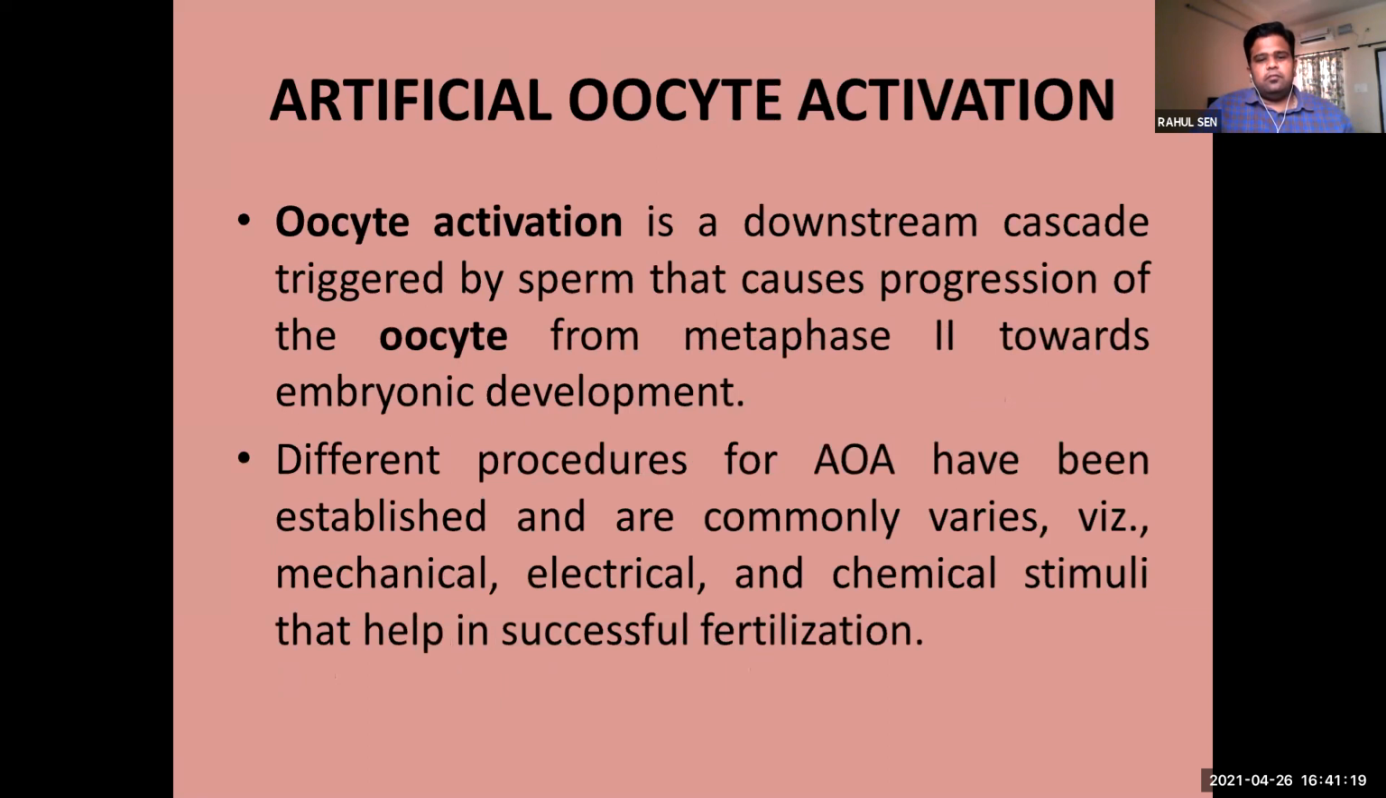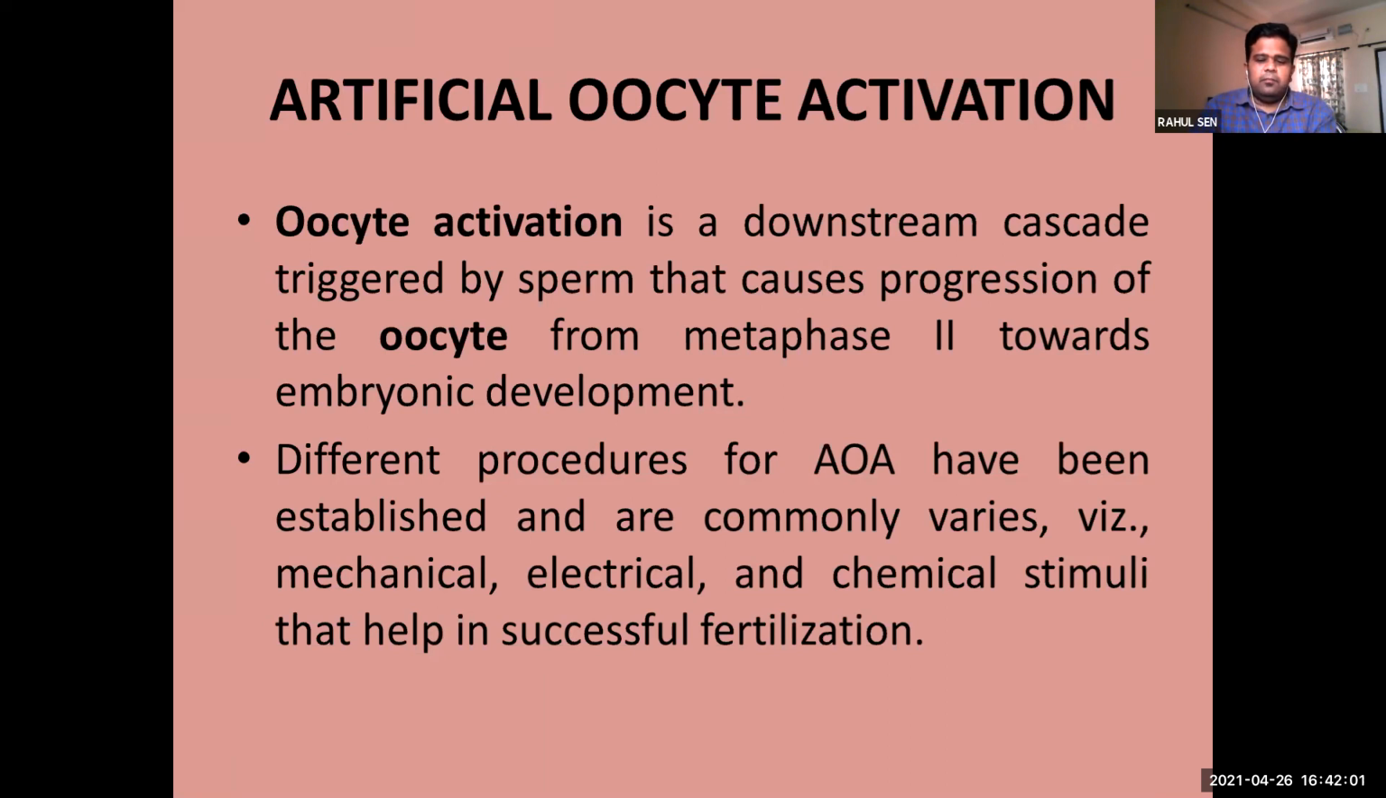Then, to rescue this event of total fertilization failure or failed oocyte activation, there comes a savior for each and every one of us, that is artificial oocyte activation. We can artificially activate the oocyte, and then we may see fertilization the next day. Oocyte activation is a downstream cascade triggered by sperm that causes progression of the oocyte from the arrested phase to the further embryonic developmental phases.